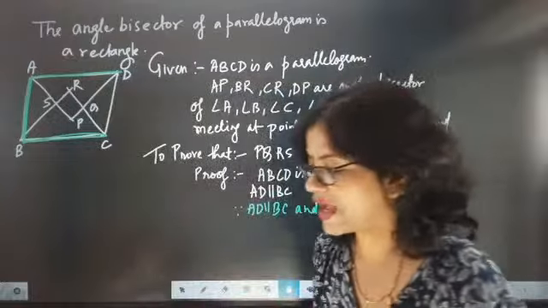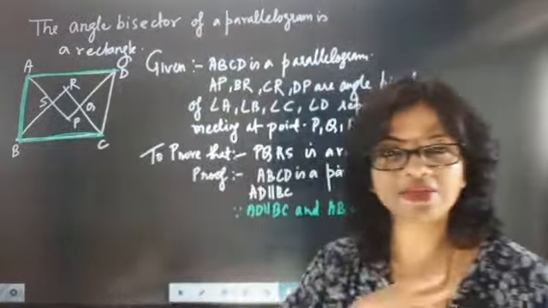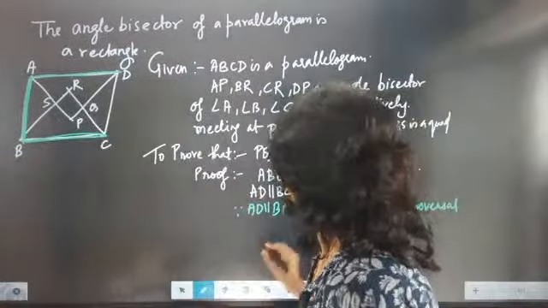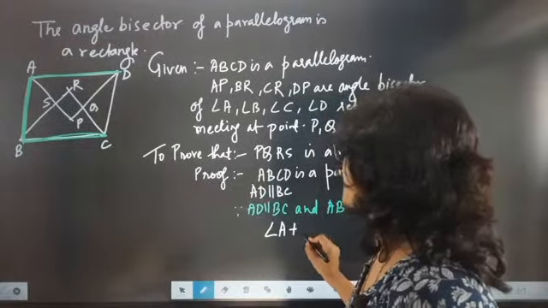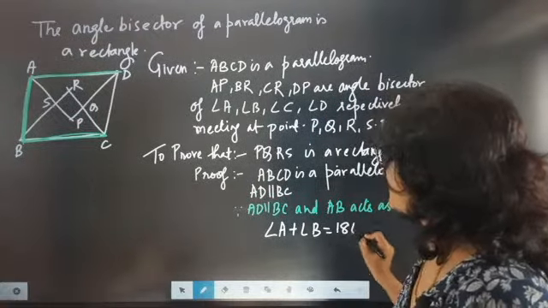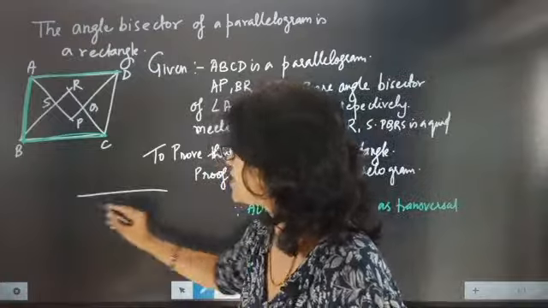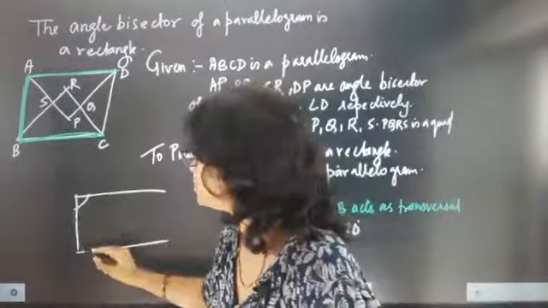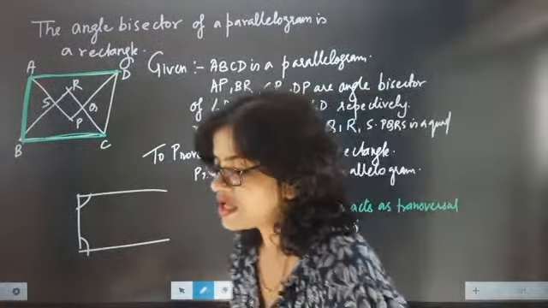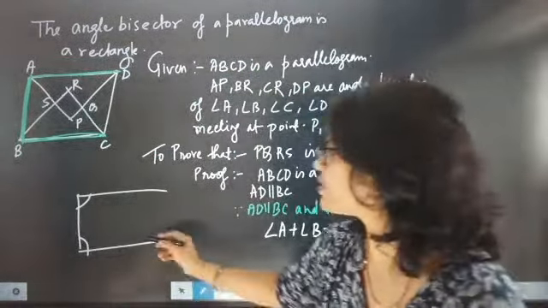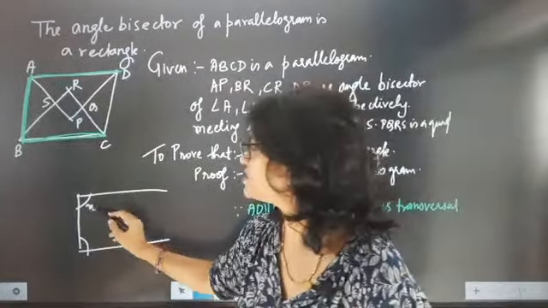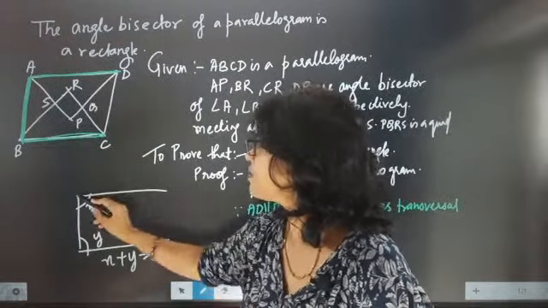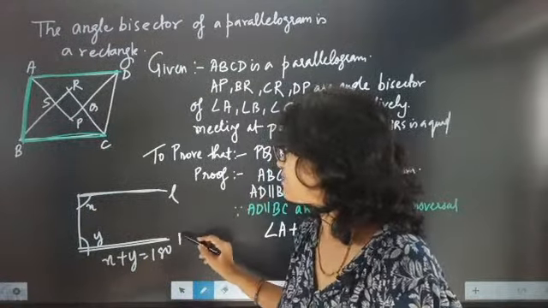When AB is acting as a transversal, we also know that the bisector is there. So the first work is we are going to write angle A plus angle B equals 180 degrees. How can we say that? This and this are parallel, and this is acting as a transversal. So now we know that these two sum will become 180 degrees. If this is x and this is y, then x plus y will be equal to 180 degrees, because L is parallel to M.